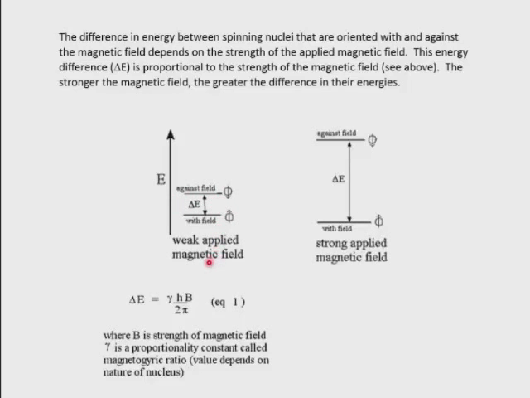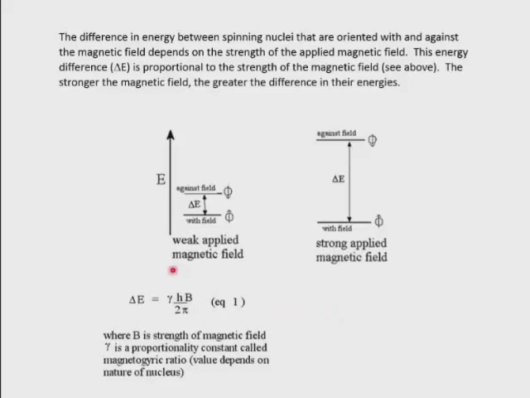We can express this relationship more precisely with an equation. Here, equation 1. This delta E will equal gamma times h times B over 2 pi, where B measures the strength of the applied magnetic field. Gamma is a proportionality constant. It's called the magnetogyric ratio, and its value depends on the nature of the nucleus. The h that we have here is Planck's constant, and of course pi is pi.